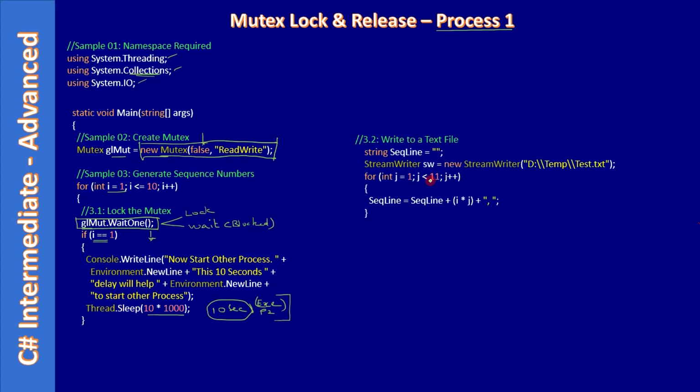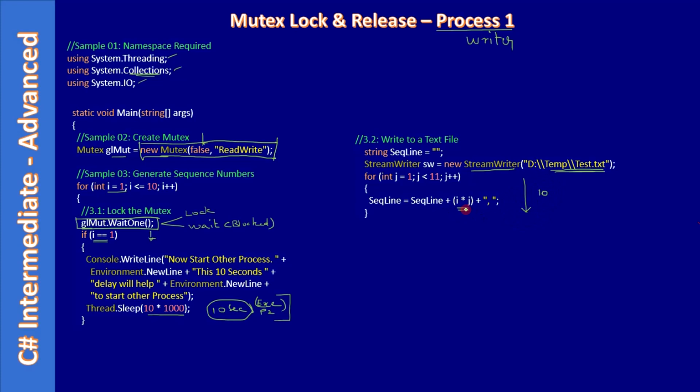Next, after printing this message, process 1 is a writer process. It opens a stream writer for the file at the drive temp location. File name is test. And once again, it runs one more inner loop. It runs for 10 times.